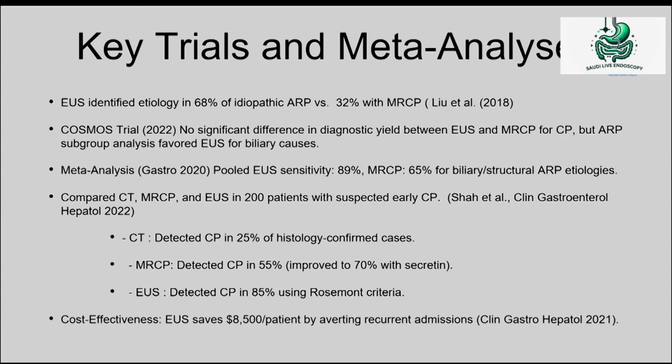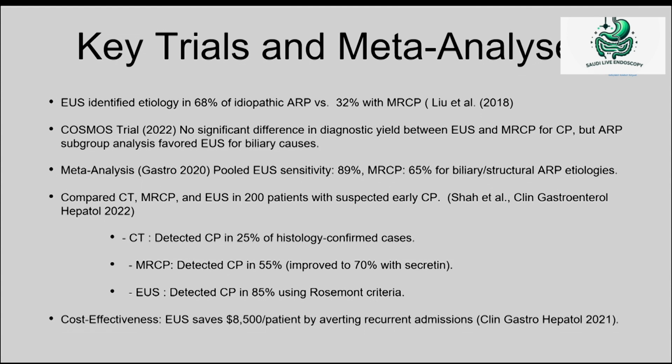They identified the idiopathic acute pancreatitis in 68%. The Cosmo trial also was a very big trial and they could not find any difference except in case of the biliary causes. They found EUS is highly sensitive. There's another meta-analysis including 1,000 patients, and they found the EUS sensitivity is reaching 89% compared to MRCP with 65% for biliary structural abnormality. And there is another trial including 200 patients with suspected early signs of chronic pancreatitis, and they found the sensitivity of EUS is 85% compared to CT or MRCP, which is 25% and 55%.